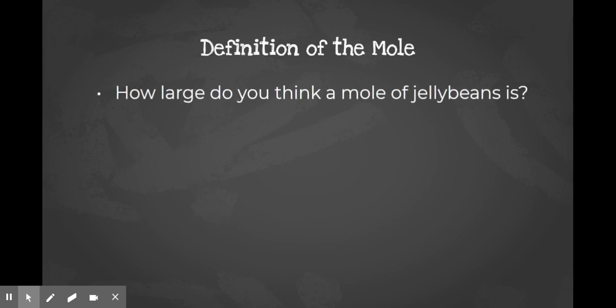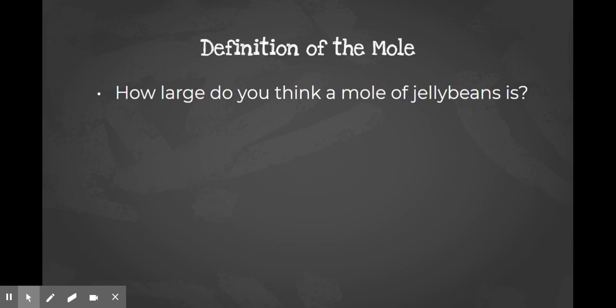All right, so I said earlier, if I gave you a mole of jelly beans, that'd be a really big pile of jelly beans. How big of a pile do you think it would be? Think about that for a second. If I gave you 602 with 21 zeros after it, that many jelly beans, how big of a pile would you have? Don't eat them all at one time, you'll get a stomach ache.